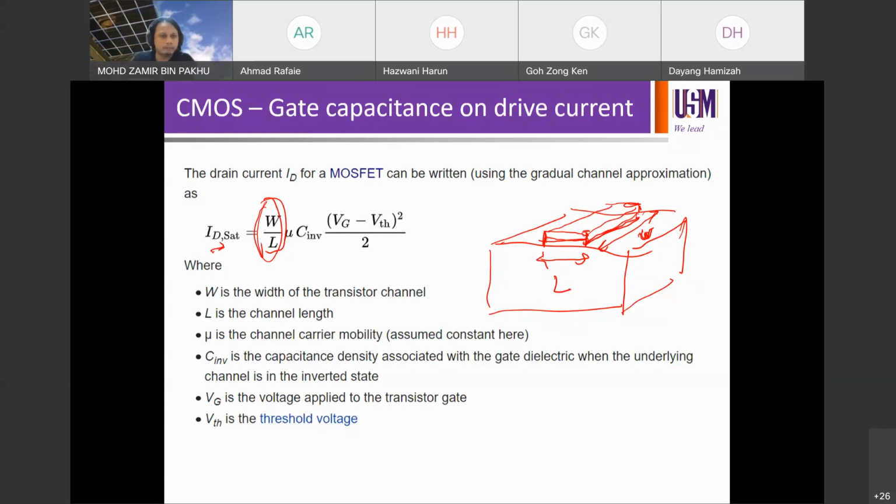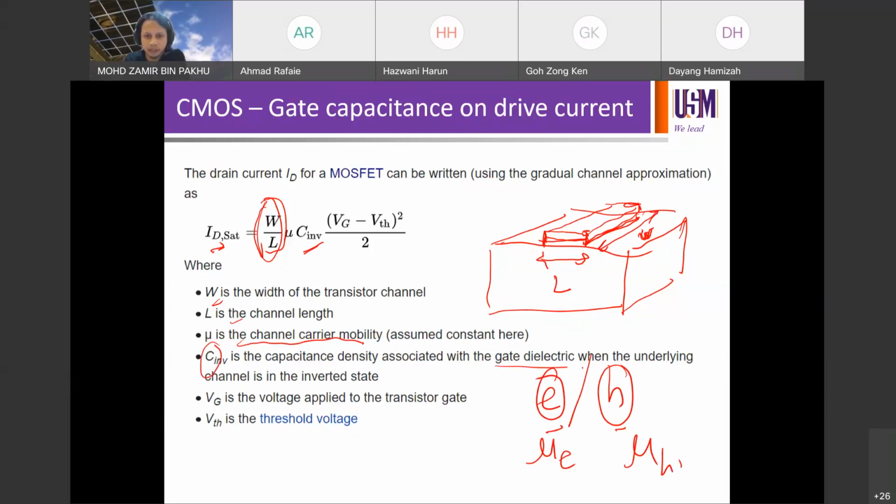So W is the width, L is the length, mu is the channel carrier mobility. So you need to see whether your channel is dominated by holes or electrons. If it's an NMOS, it is electron. If it's PMOS, it is hole, so you need to see the mu value of E or mu value of H, for example. And then the C value is the capacitance associated with the gate dielectric, right, when the channel is in inverted state, that means the channel is running, it's operational. Then the VG and VTH are given. We've learned last time about the transistor gate voltage, the VG applied on the gate, and the threshold voltage that needs to be overcome in order to turn the device on, right? So we need to input all these important parameters in order to come to the current calculation.